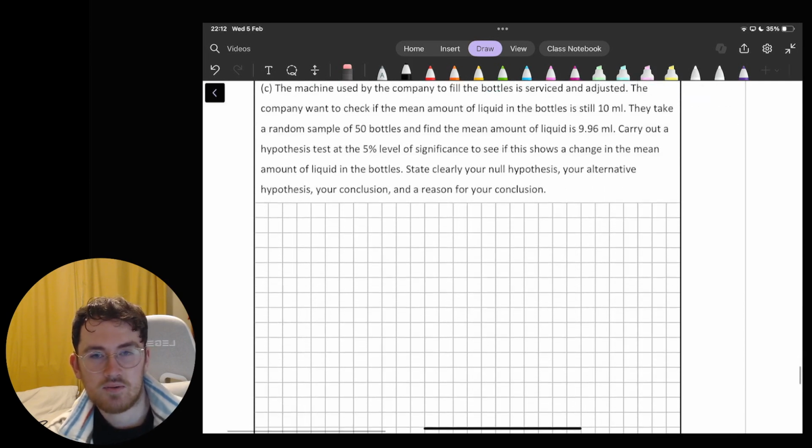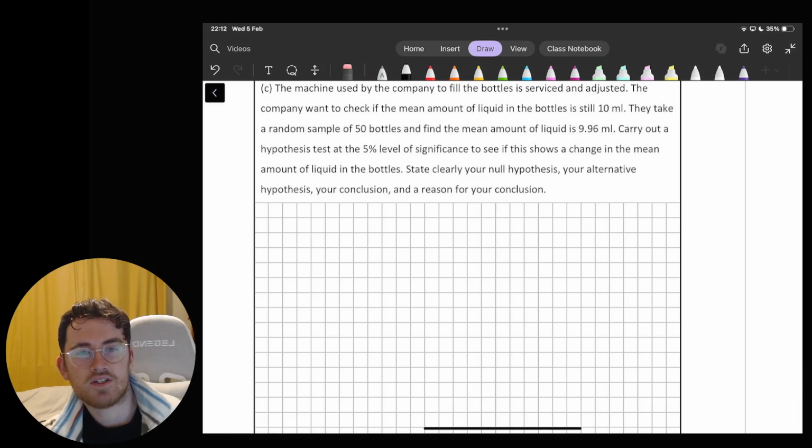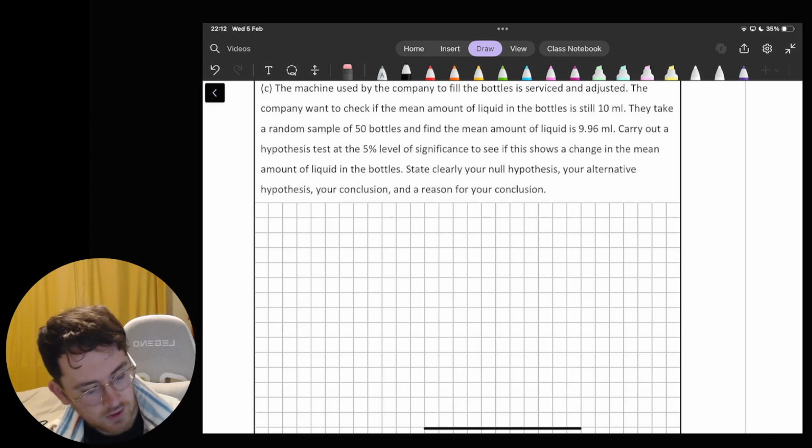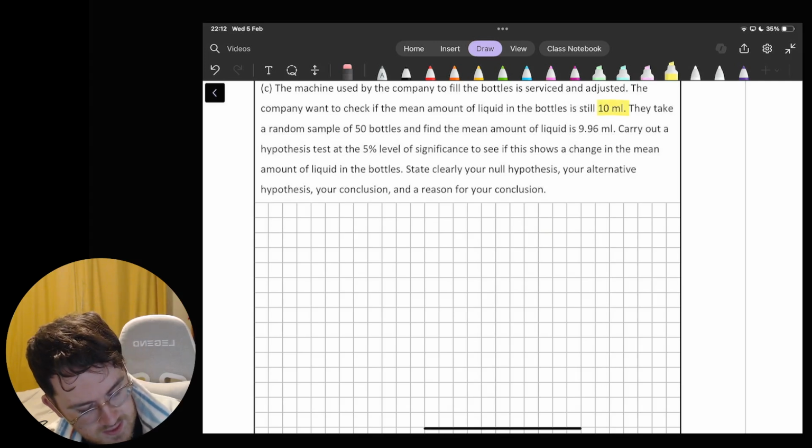Okay, let's continue onwards. The machine used by the company to fill the bottles is serviced and adjusted. This is where our hypothesis is finally coming in. The company want to check if the mean amount of liquid in the bottles is still 10 milliliters. They take a random sample of 50 bottles. Let's highlight anything important. So is it still 10? 50 bottles, mean is 9.96.